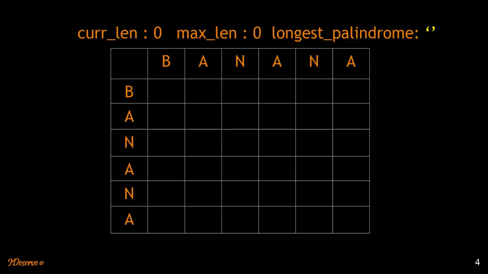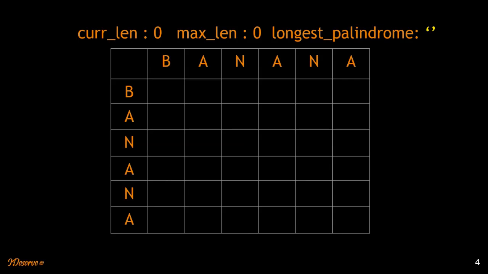So in this approach, we have a table like this where the string is represented as rows and columns both. We also keep track of the current length that we are looking at. We will be going from substrings of length 1 to n, and we'll keep track of what length we are at using the variable current length. We'll also use another variable called maximum length, which will keep track of the maximum length of the longest palindrome that we have at that point. And then we'll also store the longest palindrome we have encountered along the way.